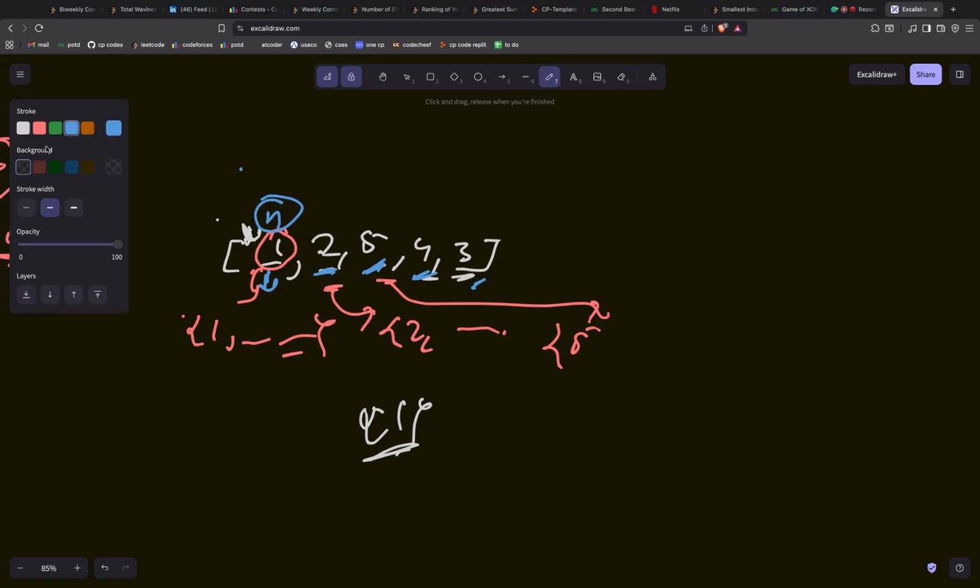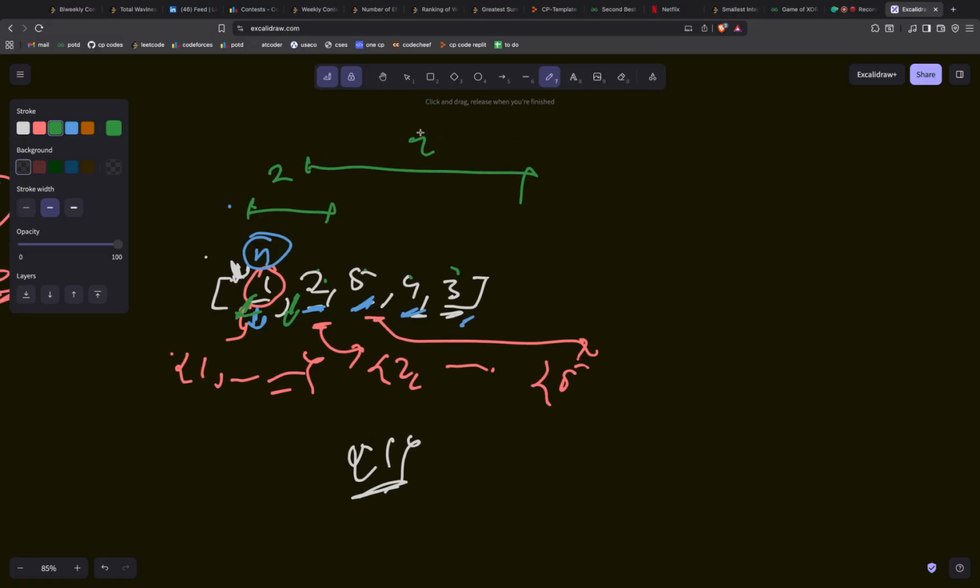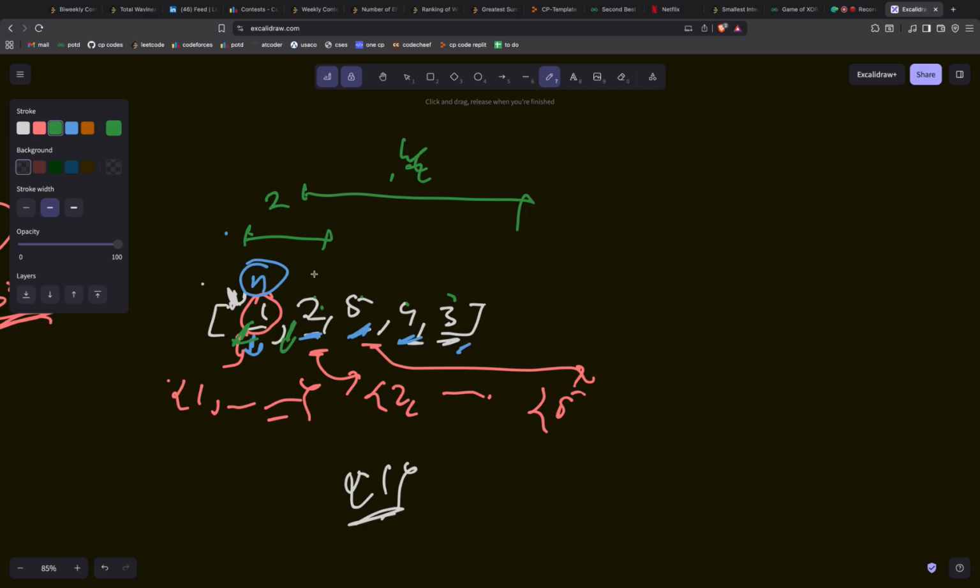Now for 2, the starting point has to be either this point or this point, so you have two choices. The ending could be any of these points, 1, 2, 3, 4, so it could be 4 points. So that is 2 into 4. This occurs 8 times, right? Similarly, for this one we can do 3 into 3.